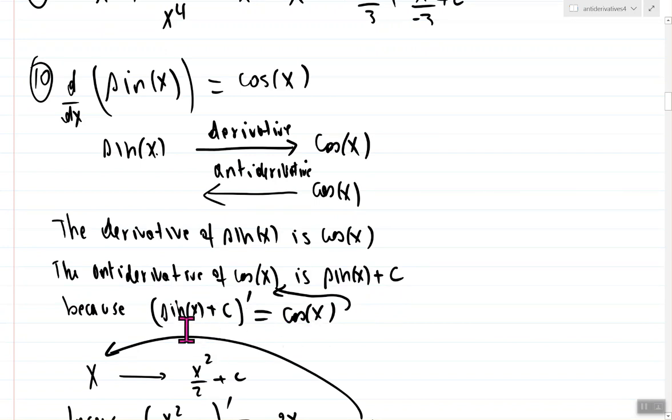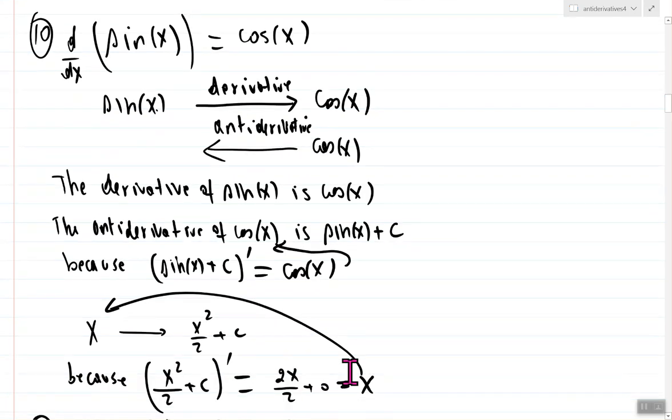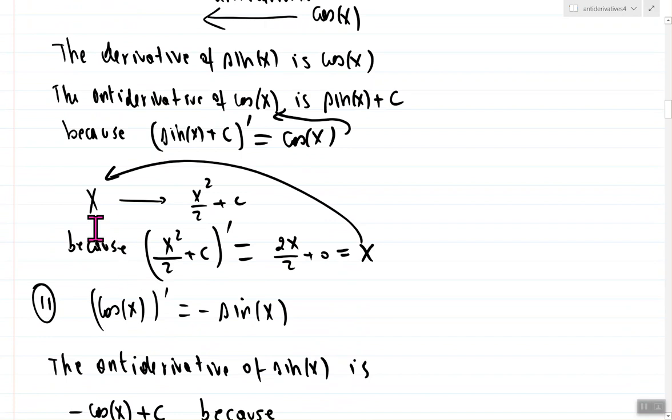When you take the derivative of sine x, it gives you cosine x. Since c is a constant, the derivative of c is 0. So you end up with cosine x. Again, the antiderivative of x is x squared over 2 plus c, because the derivative of x squared over 2 plus c is x. When you take the derivative of x squared, you get 2x, divided by 2, it gives you x.